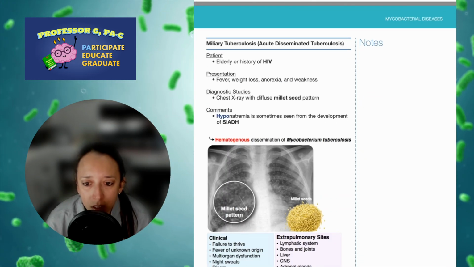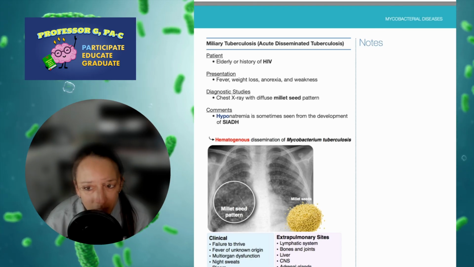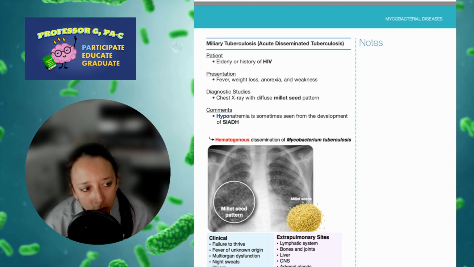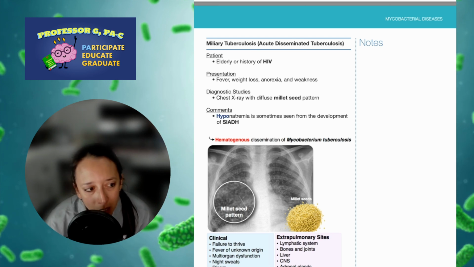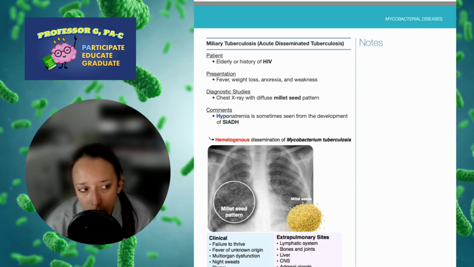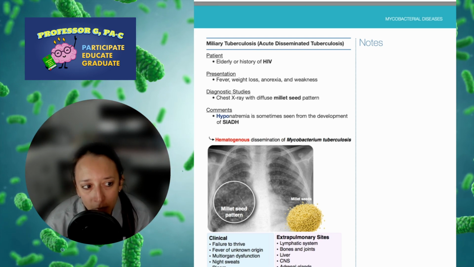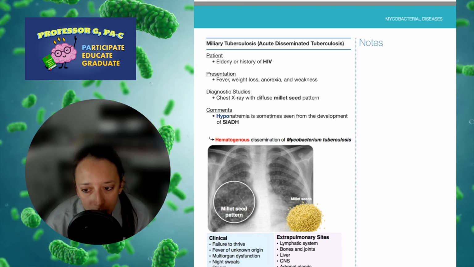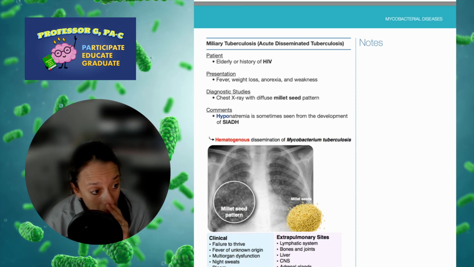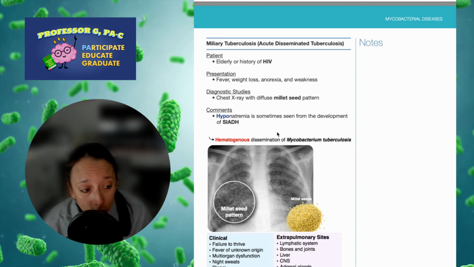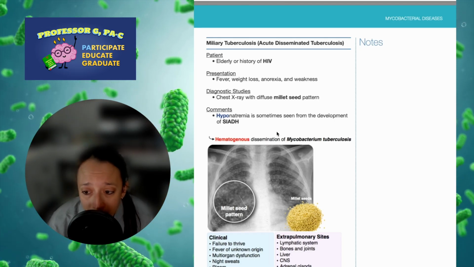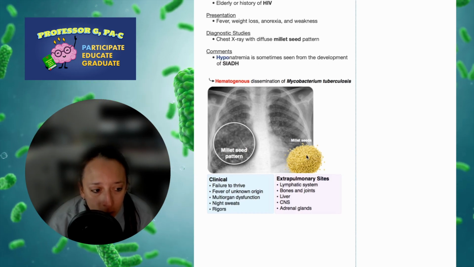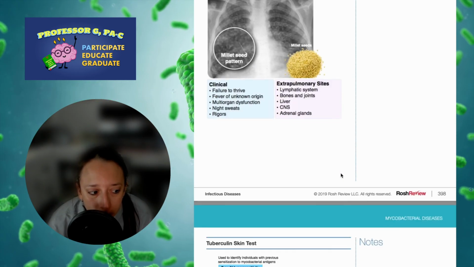So miliary tuberculosis is when TB spreads through the blood, and it forms countless small little granulomas throughout the whole body. It's usually in the elderly or in a patient with a history of HIV. We're looking for fever, weight loss, fatigue, and weakness. And chest x-ray is going to show that diffuse millet seed pattern throughout the lungs. We also might see hyponatremia sometimes from the development of SIADH. And this is kind of the pattern on x-ray. It looks like little millet seeds throughout.